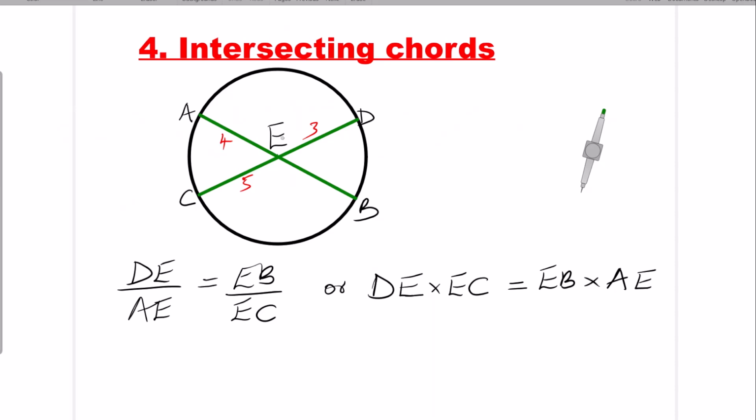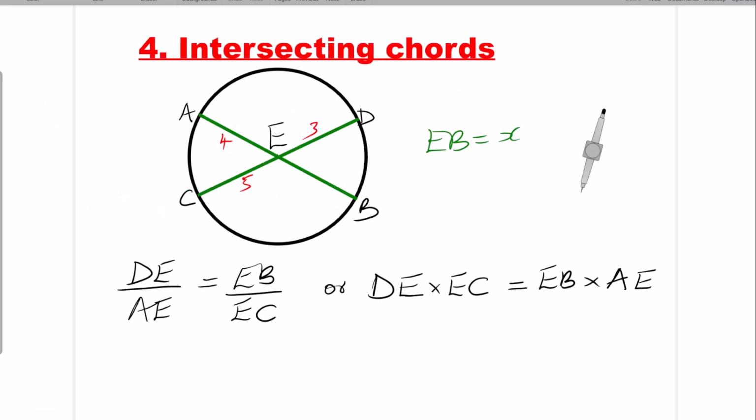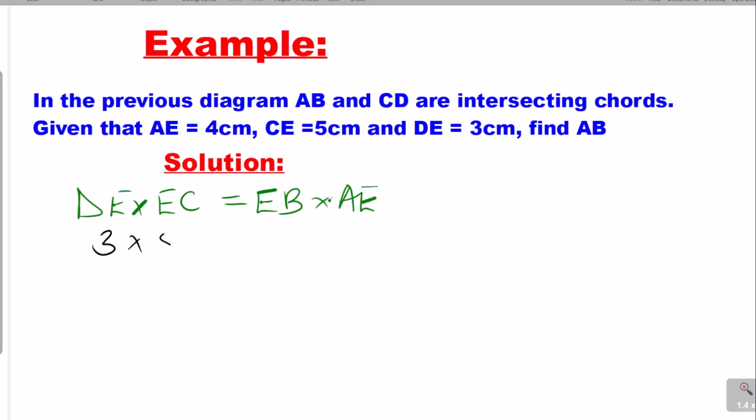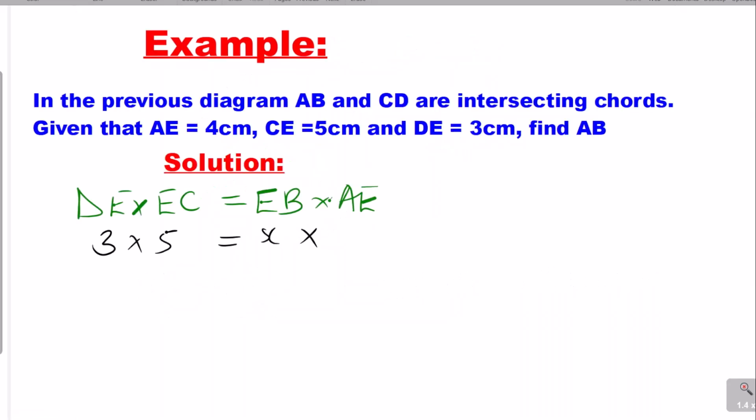Since we don't know EB, we can let EB be represented by X. So we take DE, which is 3, times EC, which is 5, is equal to EB, which we let be X, multiplied by AE, which is 4. So you can get X here.